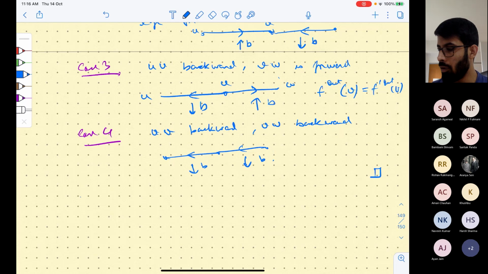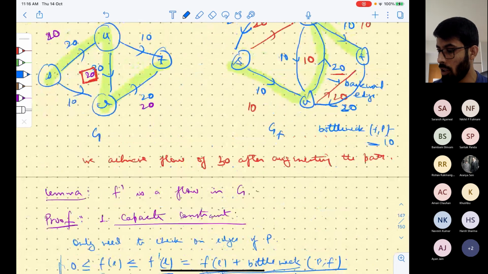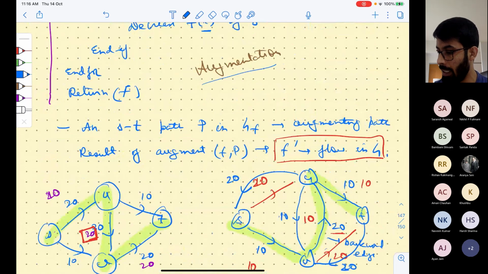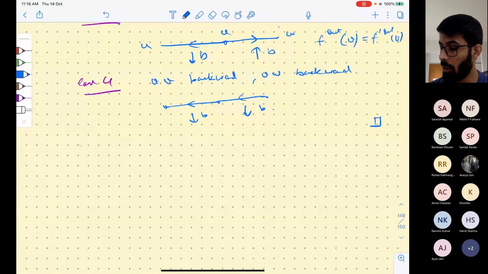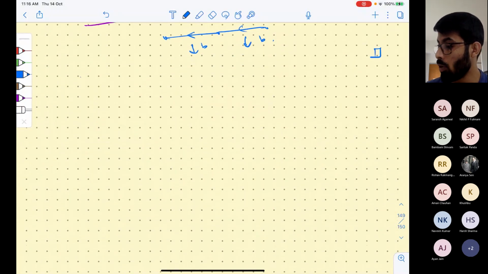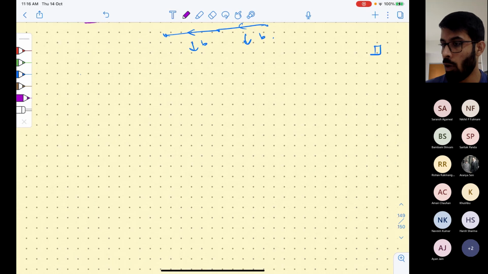Okay, so this was just to show what augmentation does. We had seen an example of augmentation. Now we have seen that whatever augmentation produces is a flow, and now we are ready to give the algorithm for max flow.